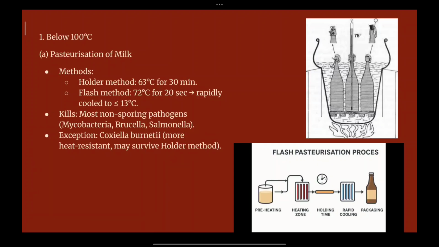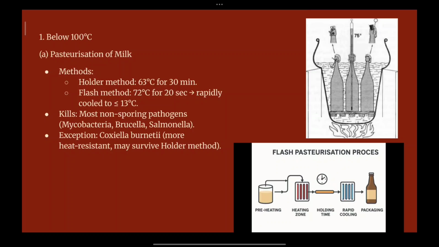The Holder method involves, at 63 degrees Celsius, boiling the milk for 30 minutes. So there is a constant temperature of 63 degrees Celsius for around 30 minutes, and till the 30 minutes, whatever microbes are present inside the milk are going to be killed.